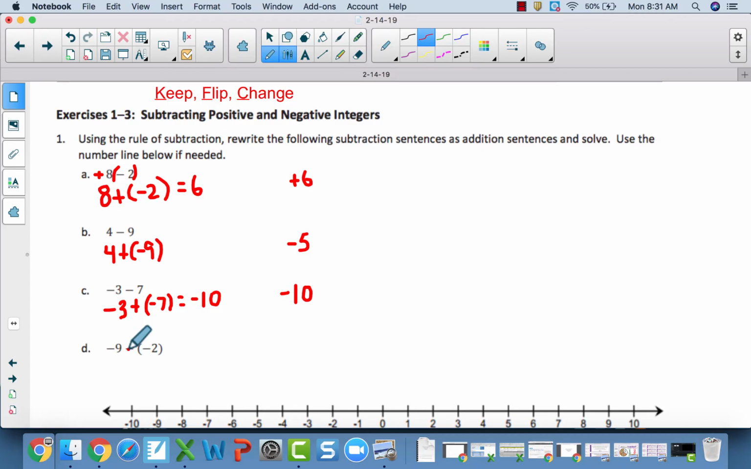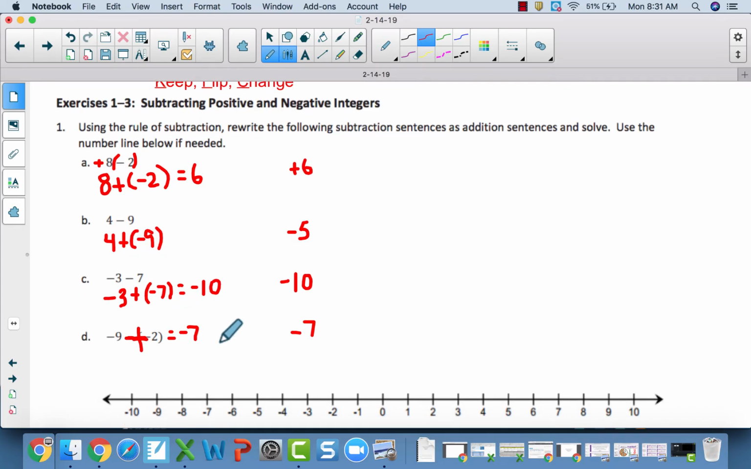That's how I'm actually thinking of this problem. Now with D, when I see those two negatives back to back, what I do is I just switch it to a plus. So I'm at 9 negatives and 2 positives. That gets -7. Okay? Or you can think of it as, oh, I have different signs, so I need to subtract, and I need to keep the sign of the number with the greater absolute value. That's what gets us -7.